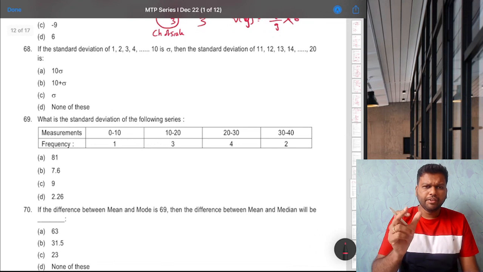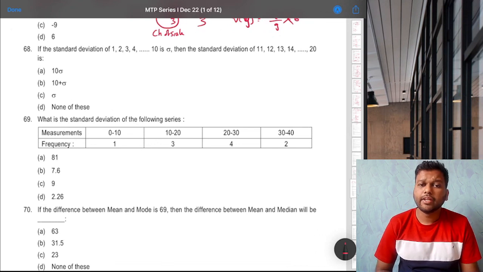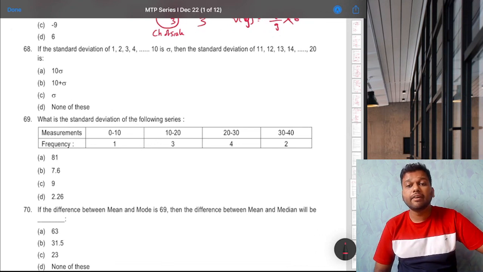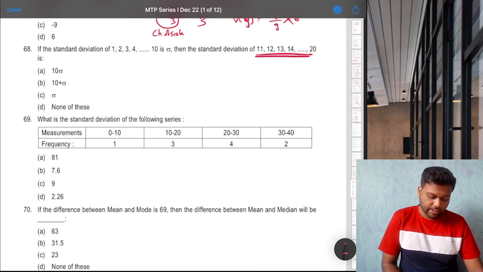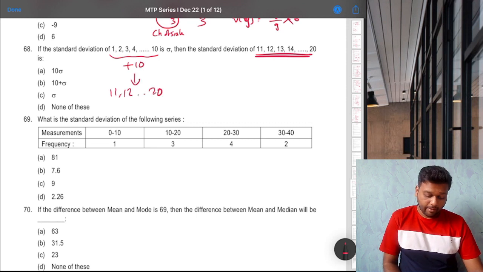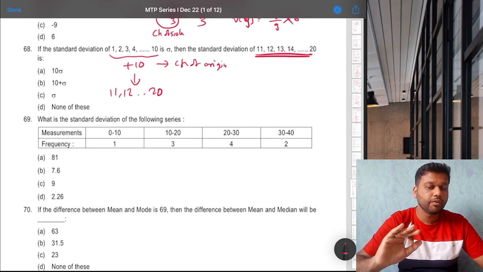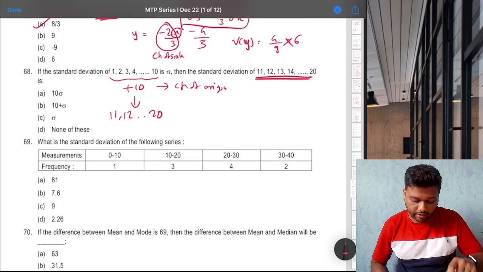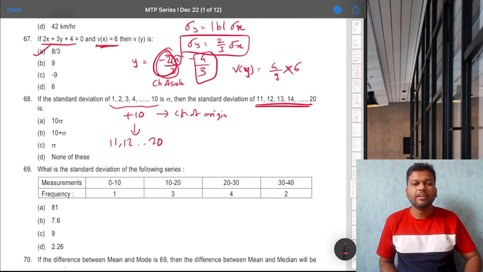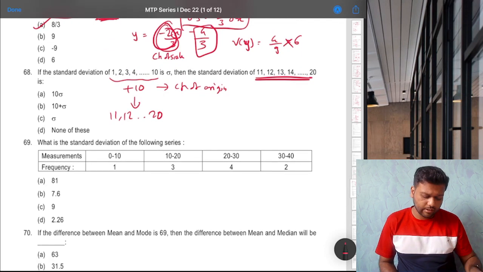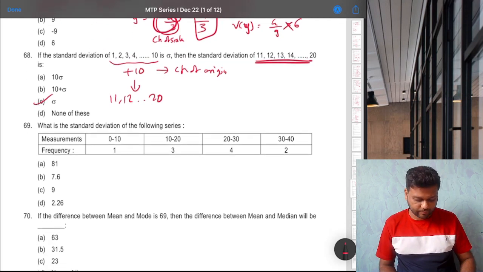68. If standard deviation of 1, 2, 3, 4 up to 10 is sigma, then standard deviation of 11, 12, 13 up to 20 is what? Understand? These numbers are nothing but these numbers plus 10, right? So we'll get 11, 12 up to 20. That means we are just doing change of origin. Change of origin means addition or subtraction. Change of scale means multiplication or division. This was change of origin, right? So change of origin has no effect on SD. So same, sigma will be the answer.